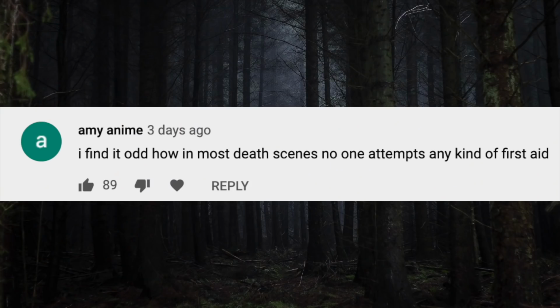Killing off side characters for something and then not killing a main character for the exact same thing, or giving a character some intense wound that they would definitely die from and then they don't, or they take forever, or they deliver a long monologue with a punctured lung. It draws me out of the story. It really makes me stop and think, no, that doesn't really make sense. Keeping with the theme of realism, I find it odd how in most death scenes, no one attempts any kind of first aid.